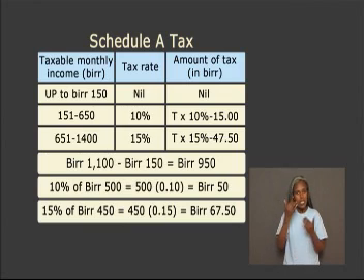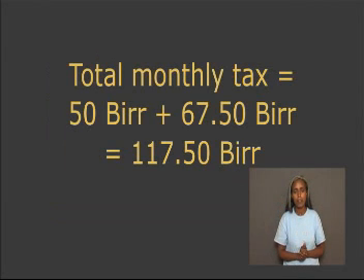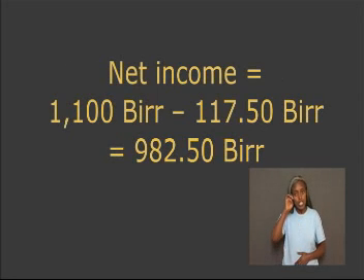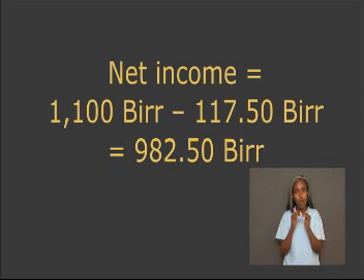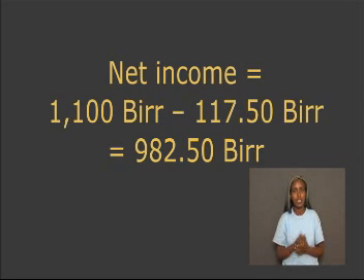He still has 450 birr of taxable income remaining. This is taxed at a rate of 15%, which is equal to 67 birr and 50 cents. 50 birr plus 67 birr and 50 cents equals 117 birr and 50 cents, which is Emmanuel's total tax for the month. His gross income minus taxes equals his net income. This means that he is earning a net total of 982 birr and 50 cents each month.